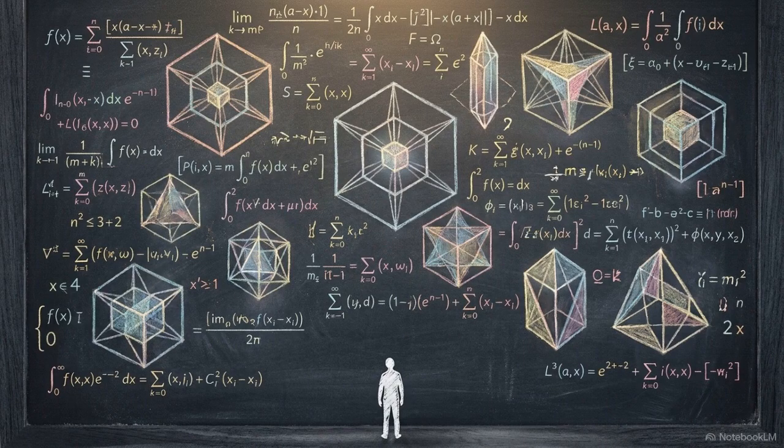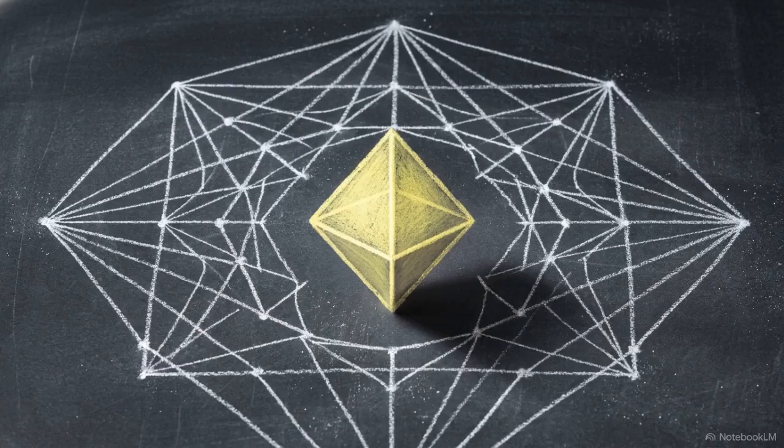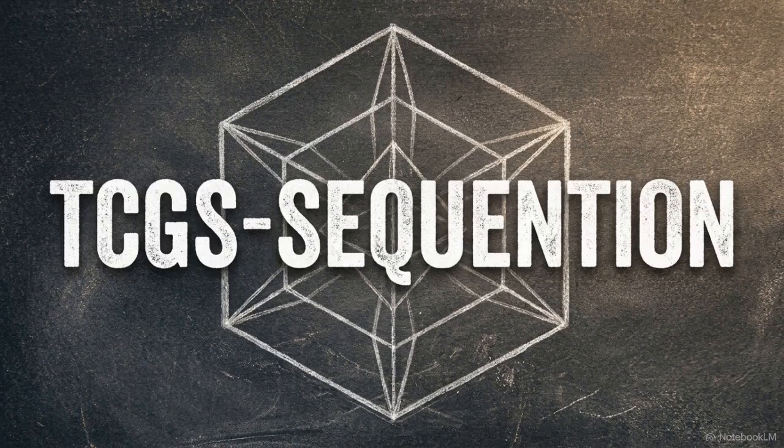Accepting this mathematics simply because it works forces us to memorize the shape of reality without understanding its origin. Without a geometric anchor, our understanding of physics remains incomplete.